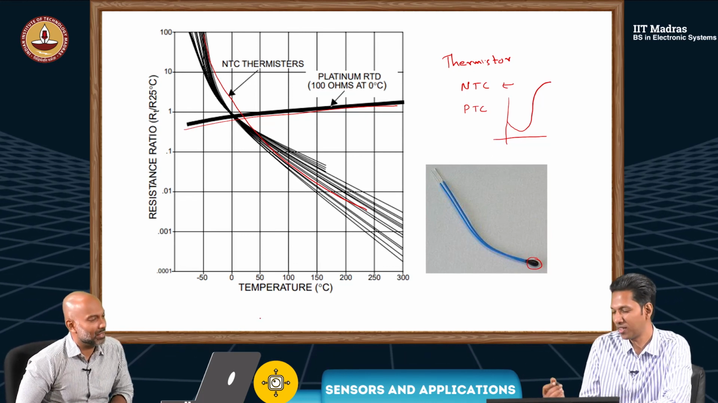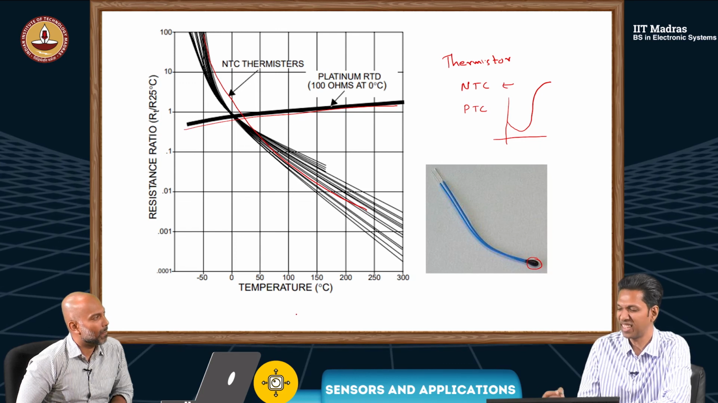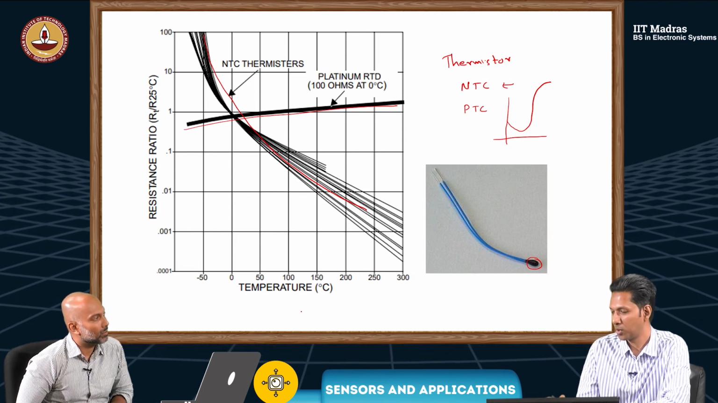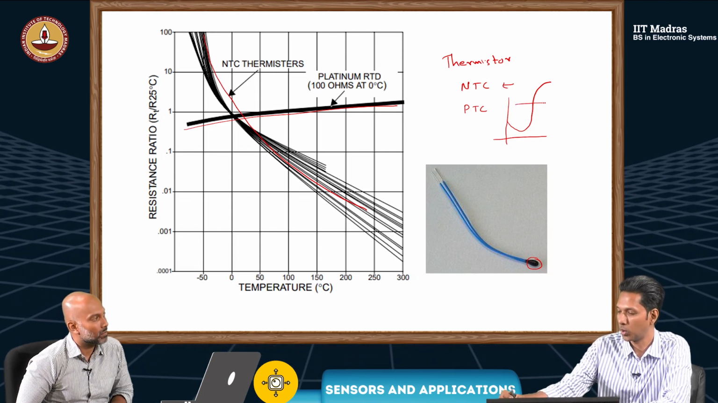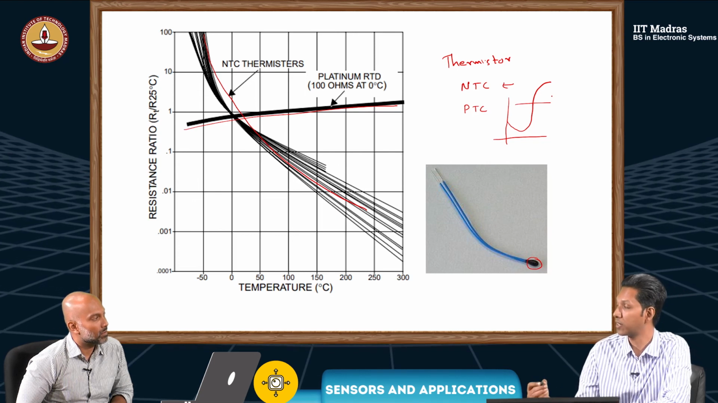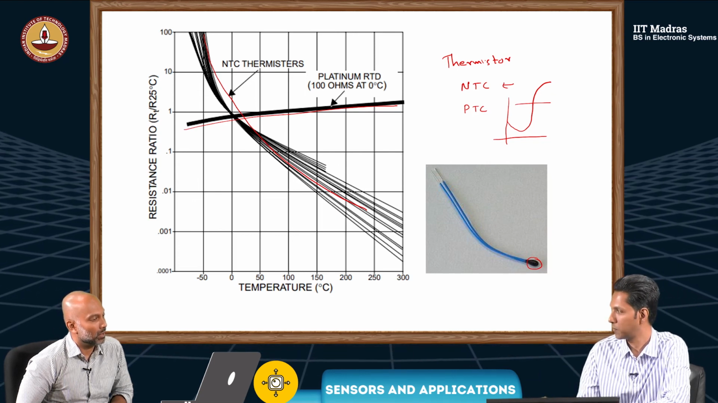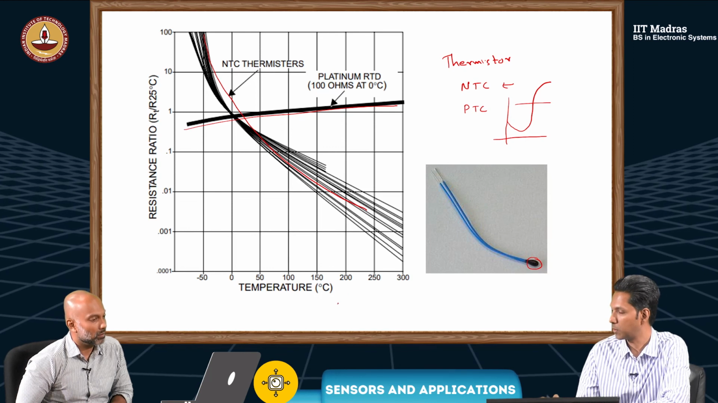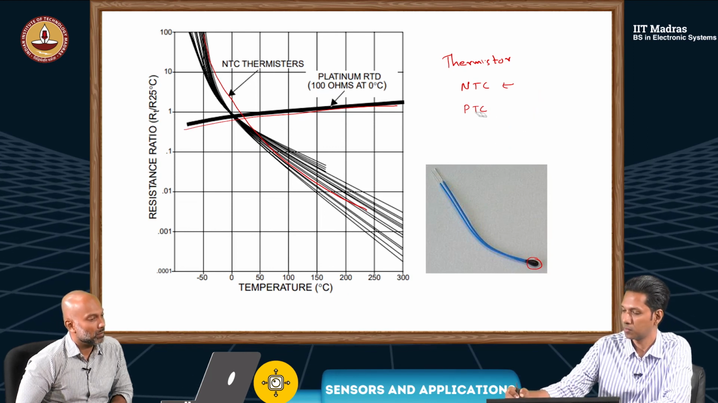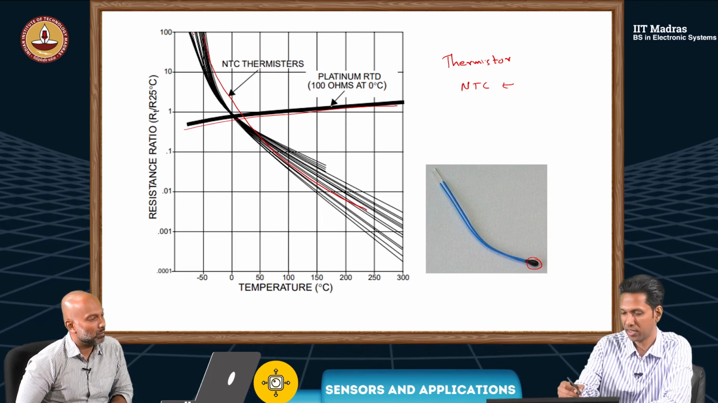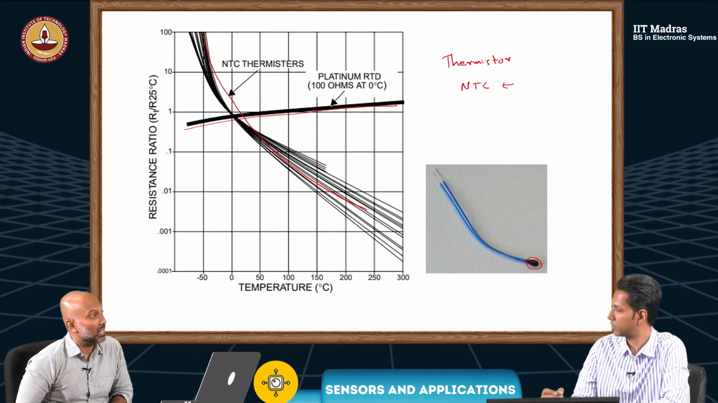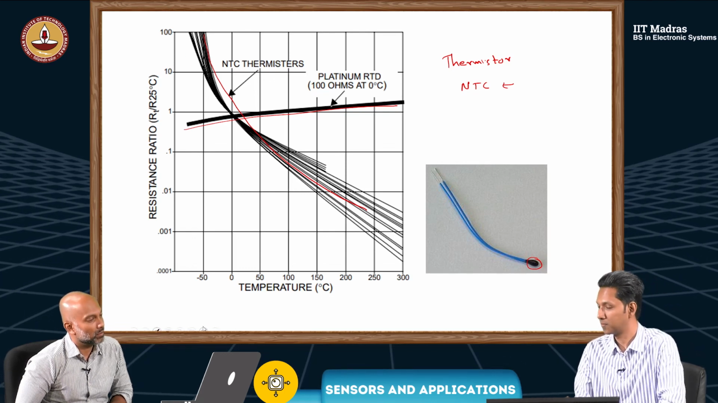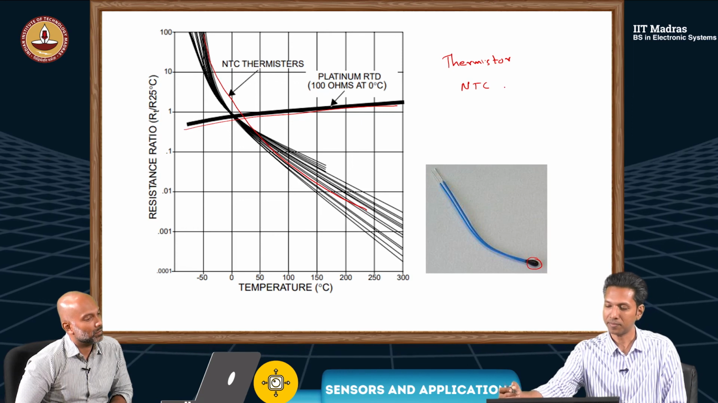So it's not really used for sensing temperature, but if you want to use it as a threshold, to detect temperature and then do some action, then this kind of thing is used. While NTC, you can use it as a temperature sensor. You have a nice curve.